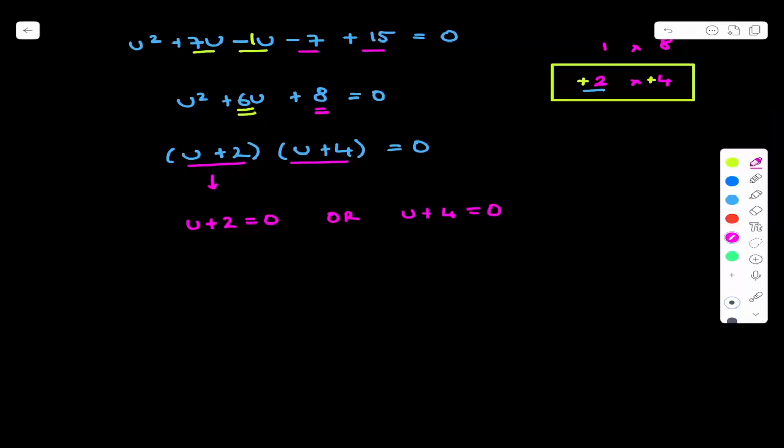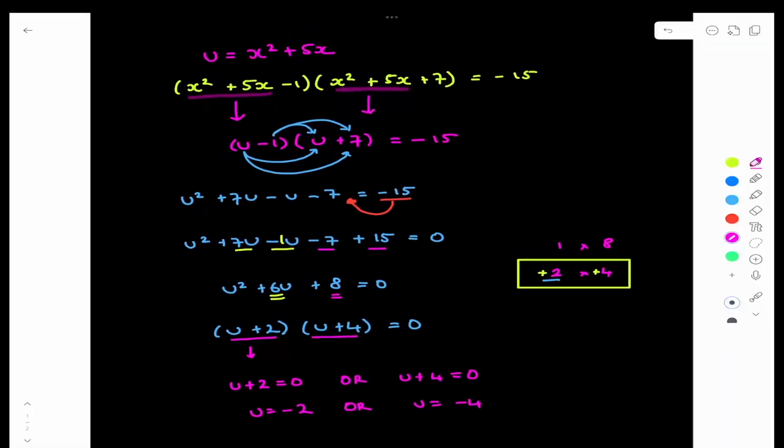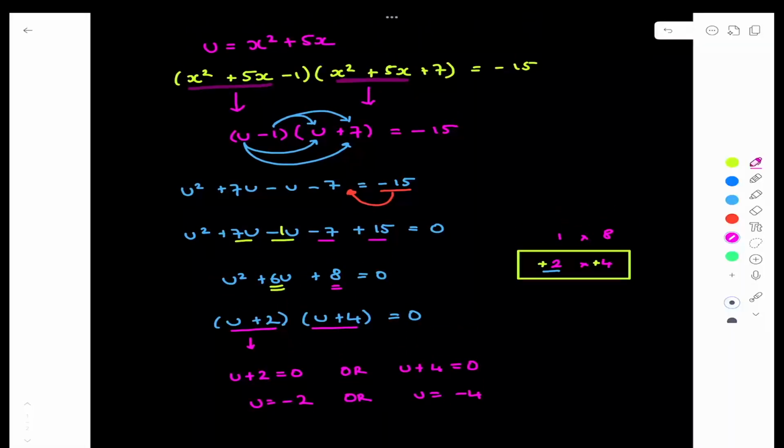And if we rearrange that, that would mean that u equals negative 2, or u equals negative 4. But remember, in the equation we want to figure out what x is. u is just something we introduced, so we need to do one more step. We need to sub it back into our original substitution equation to figure out what x is.